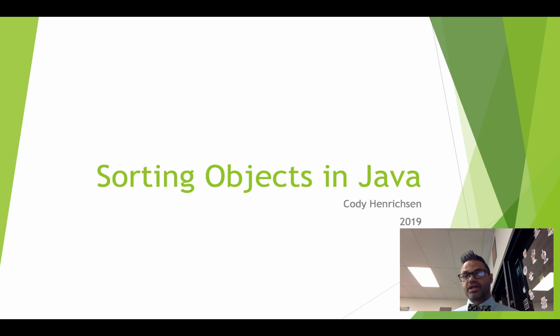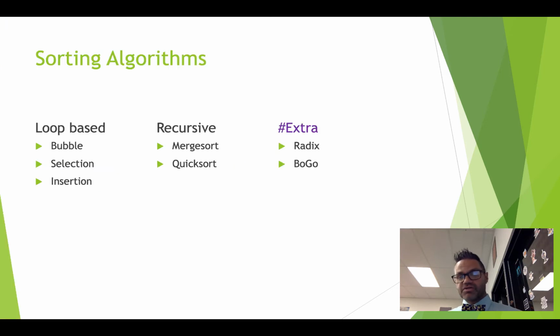Today we're going to be looking at what it takes to do sorting objects in Java, starting with the basic sorting algorithms. We have loop-based, recursive, and extra sorts. The loop-based algorithms are the ones you're going to start and design with most often: bubble sort, selection, and insertion. Recursive algorithms are Mergesort and Quicksort. Those are two of the more powerful sorts we'll be using, and we'll take a quick cursory look at those today, but we'll look at more detail in another lecture.